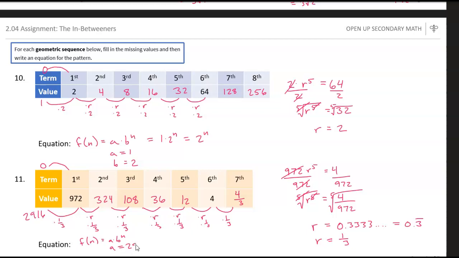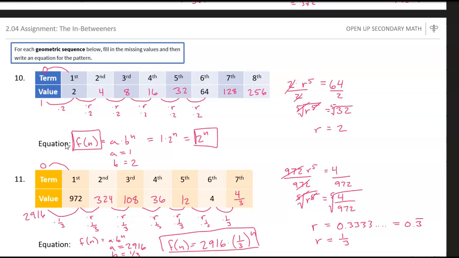So A is going to be 2916, and B is going to be our common ratio, which we decided was 1/3. So overall, our function is going to be 2916 times 1/3 to the n. That's our equation. This was our equation up here. It's a little bit separated out, but there you go. F of n equals 2 to the n.